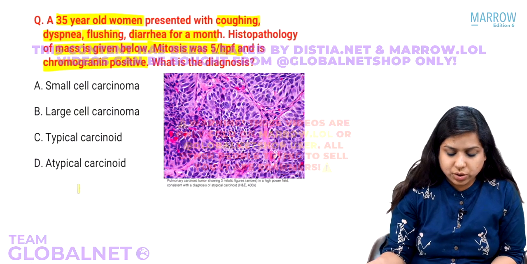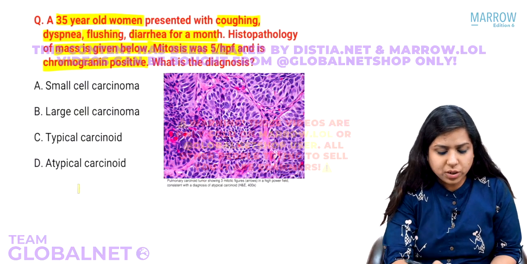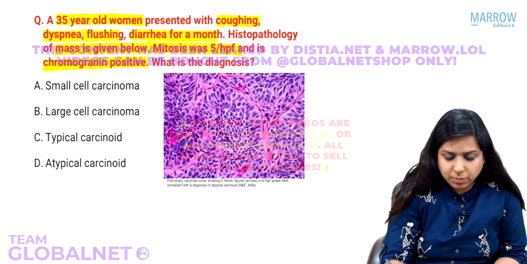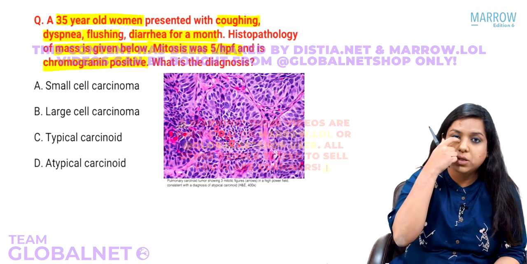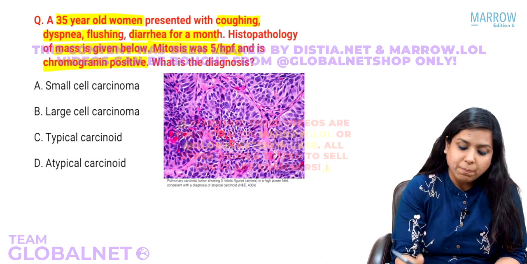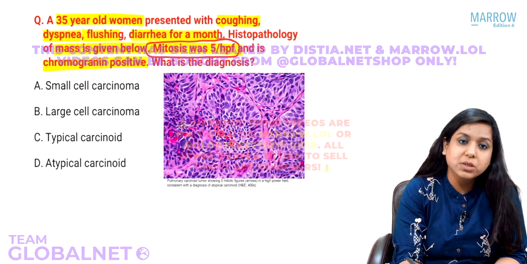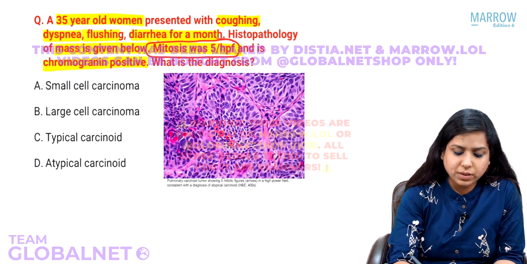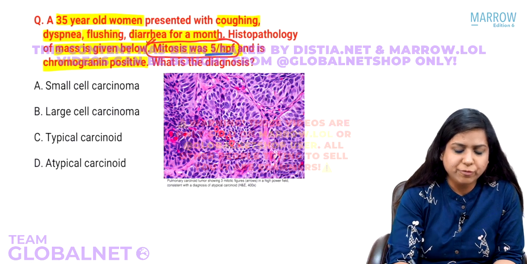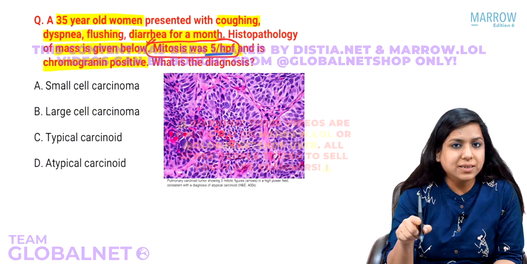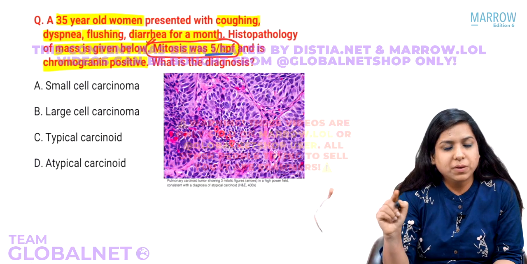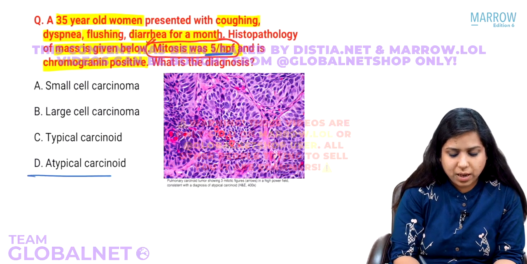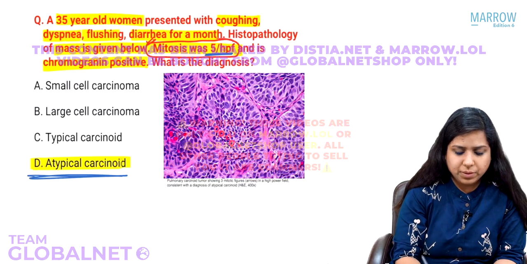What is the diagnosis? So in this image, can you appreciate cells which have salt and pepper chromatin, small cells, right? So this is a carcinoid tumor of the lung, and because they have given that mitosis is 5 per high power field, right? I told you less than 2 is typical carcinoid. Between 2 to 10 is atypical carcinoid. That is why the answer here is atypical carcinoid.